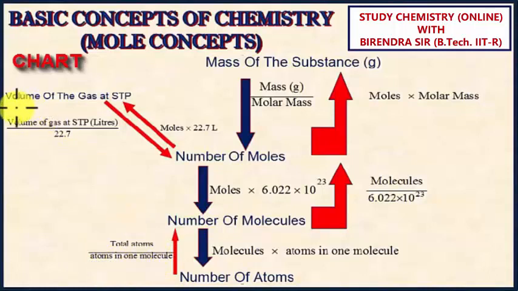Okay, now the volume of the gas at STP is given. You can get the number of moles by dividing the volume of the gas at STP by 22.7. That volume must be in liters. In the same way, moles can be converted into volume by multiplying by 22.7 liters.